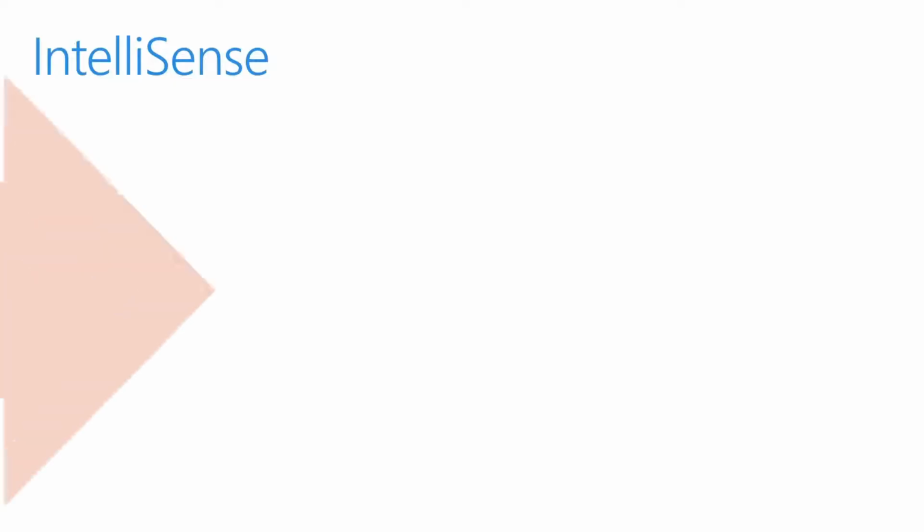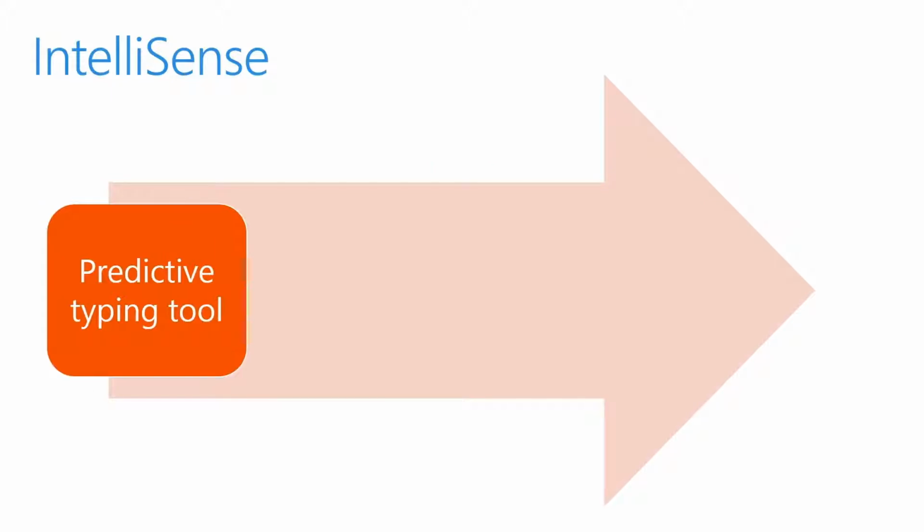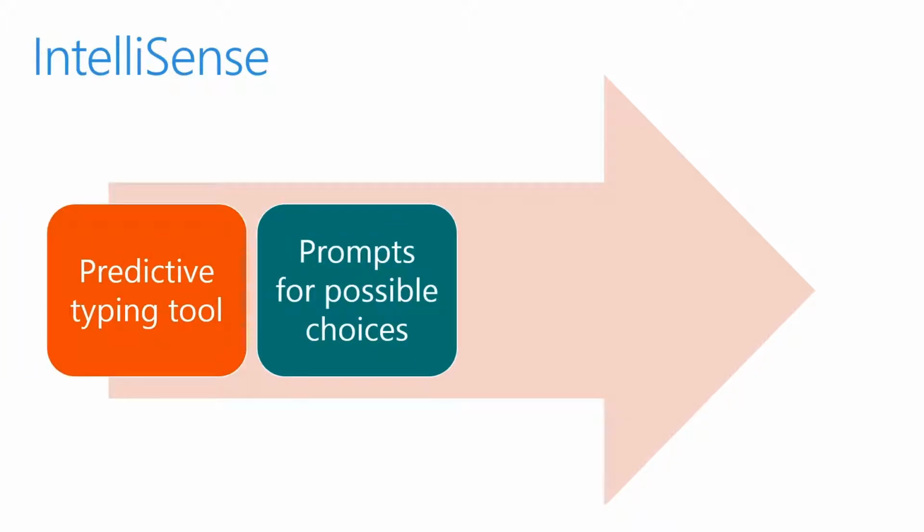Now we'll take a look at IntelliSense. IntelliSense is a predictive typing tool that aids developers during the coding process by supplying a list of potential elements from the AOT. When the developer is typing, it'll prompt the user for known methods and possible choices that are available in the AOT in the system for Dynamics 365 for finance and operations.